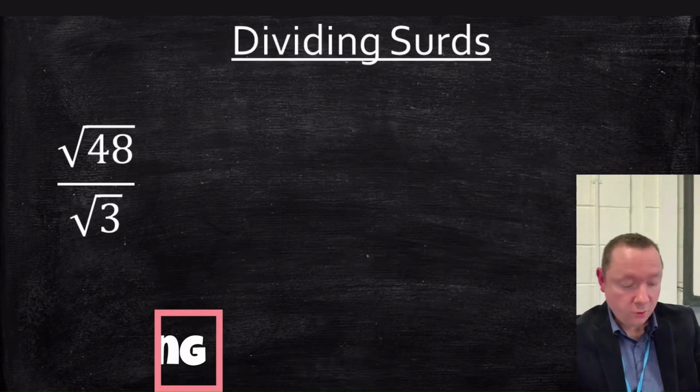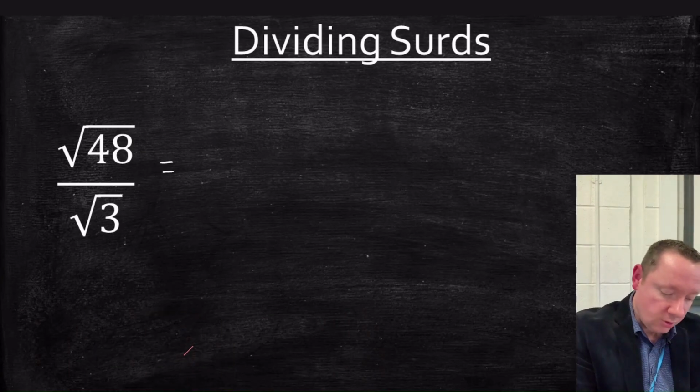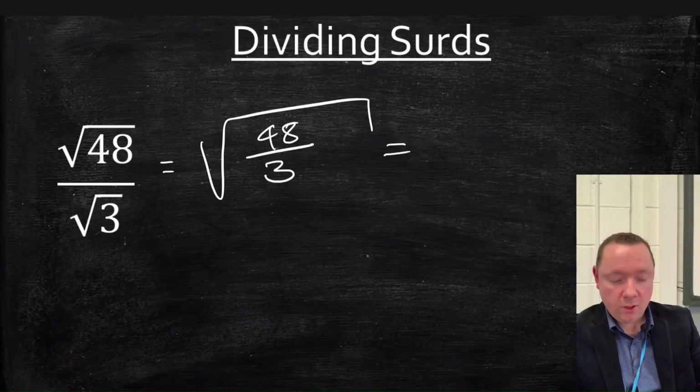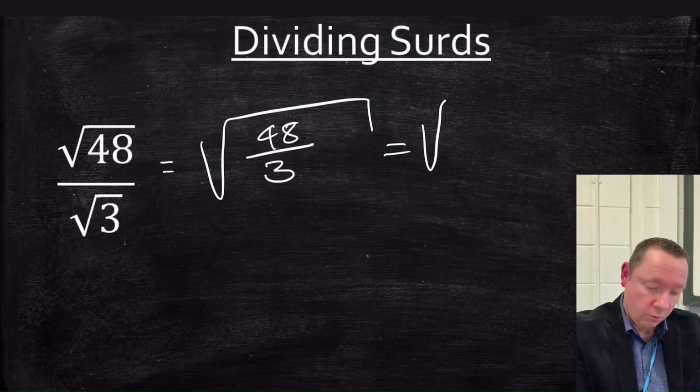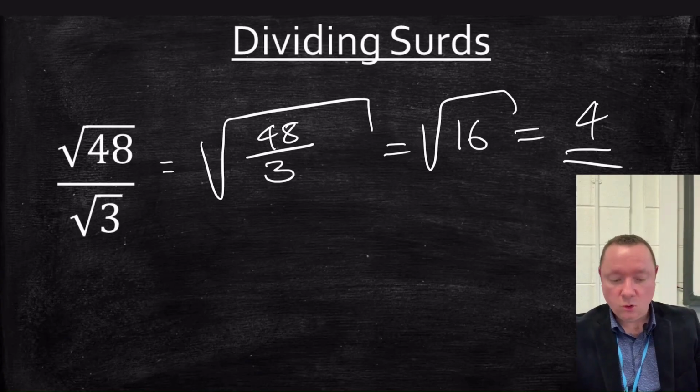Dividing surds. So if you've got a square root divided by a square root, then that's the same as doing one square root with the numbers divided by each other. So the square root of 48 divided by 3, well 48 divided by 3 is 16. So we've got the square root of 16, which in this case is just 4. You simplify at the end, which in this case is a whole square number.